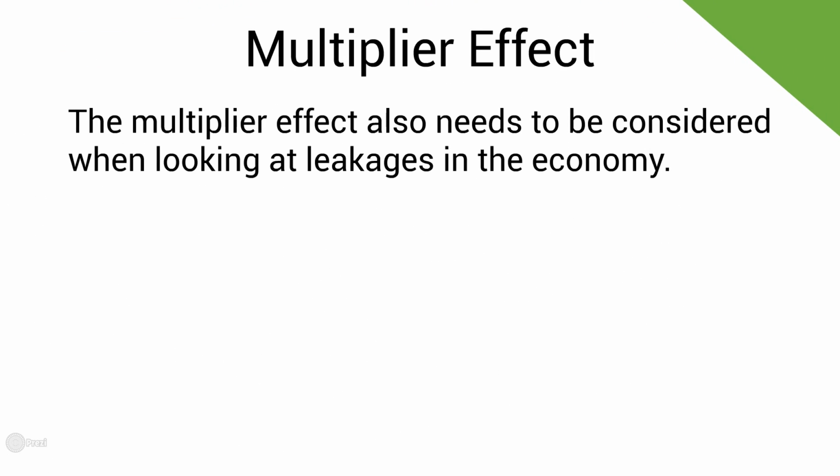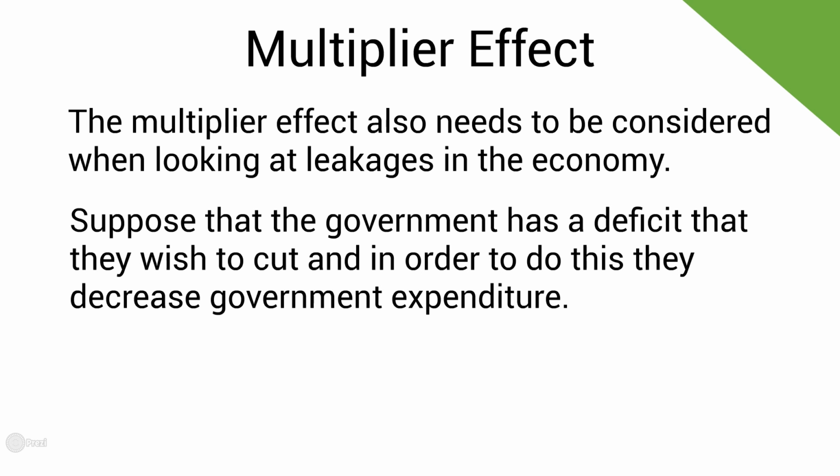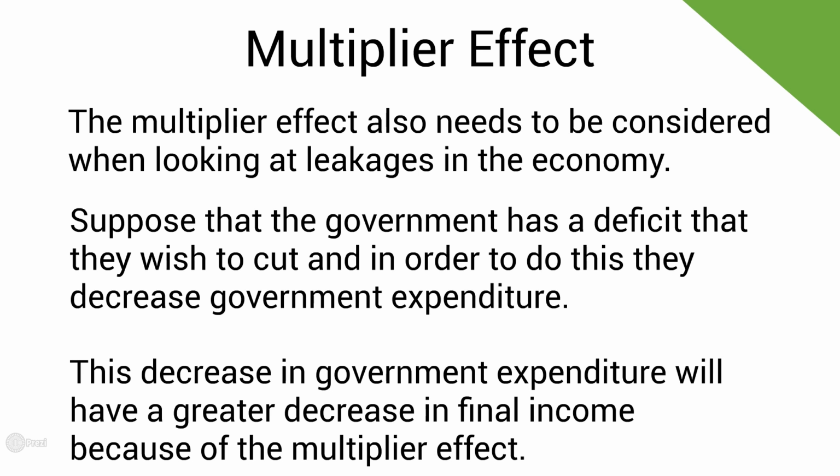The multiplier effect also needs to be considered when looking at leakages in the economy. Suppose that the government had a deficit that they wish to cut, and in order to do this, they decrease their government expenditure. This decrease in government expenditure will have a greater decrease in final income because of the multiplier effect. Suppose that the government decreased their expenditure by £5 billion, and the multiplier value was 4. This decrease of £5 billion will decrease final income by 4 times the initial decrease, so it would decrease final income by £20 billion.